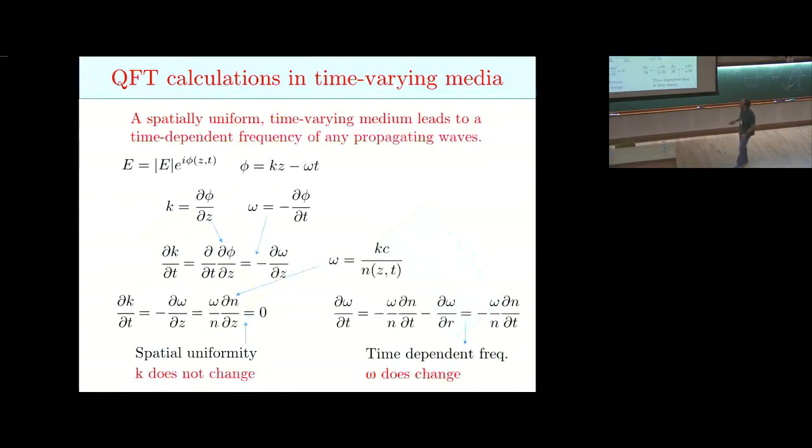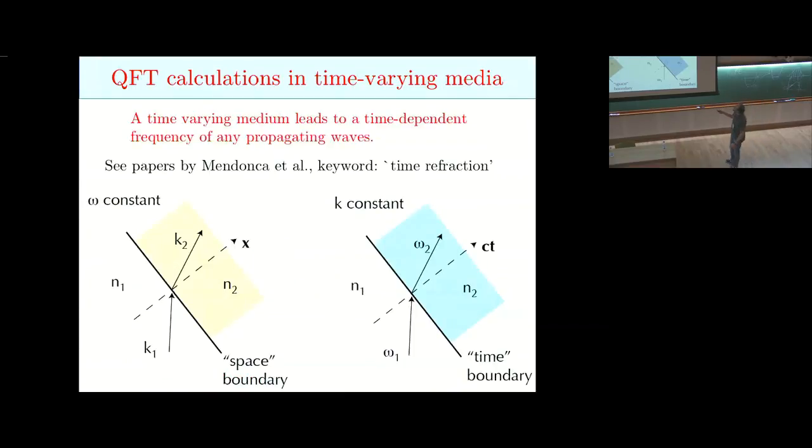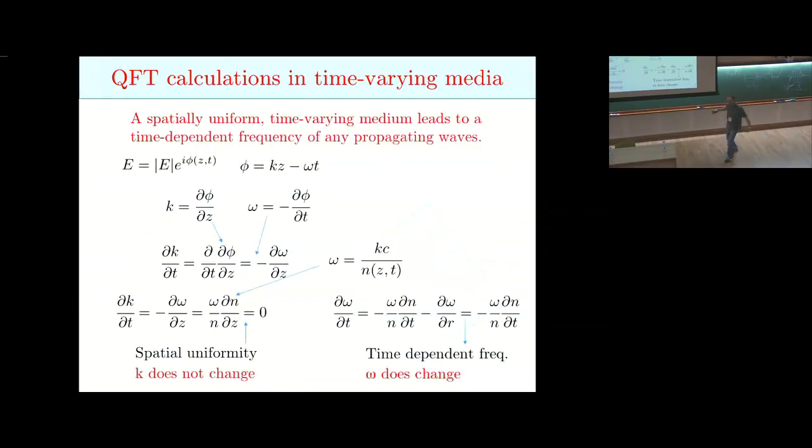There's a very simple way of showing this. If you're more interested, this is often called time refraction. There's lots of papers by Tito Mendonca and co-workers. The key word to Google is time refraction. He also has a very nice book called Photon Acceleration. The whole idea is that by changing the refractive index, the photons get accelerated or decelerated.